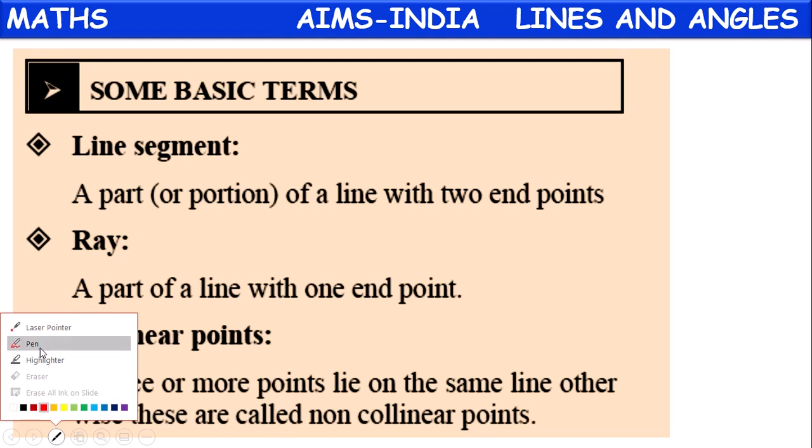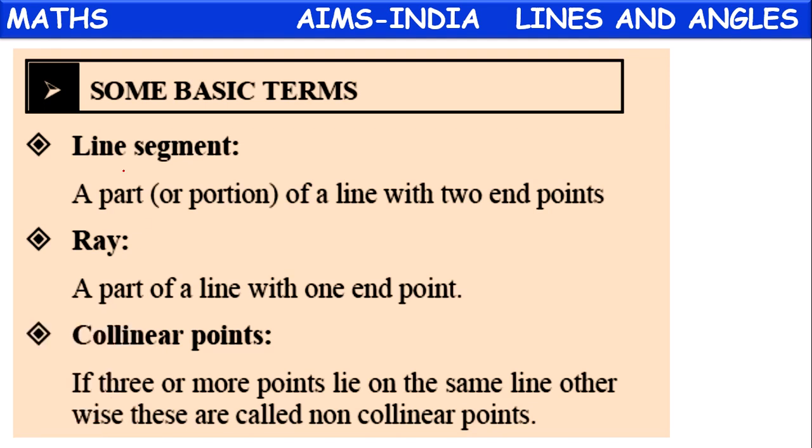So let's revise some of the basic terms, children. In our previous classes, we have learnt about line segment, which is a part of line. So actually what is the meaning of line, children? That which can be extended in both directions without endpoints is called a line. Here, line segment is a part of line.